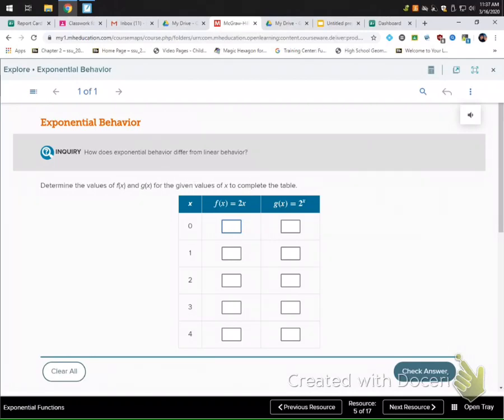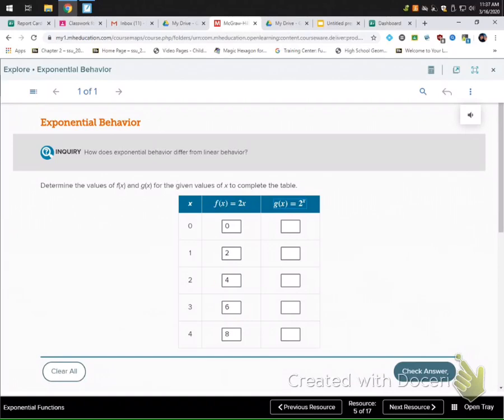Let's fill in this table to kind of see what it looks like. So we're saying that x is equal to 0, and we've got the function f of x is equal to 2x. So if I plug in a 0, 2 times 0 is 0. 2 times 1 is 2. 2 times 2 is 4. 2 times 3 makes 6. And 2 times 4 makes 8. So this would be a linear model.